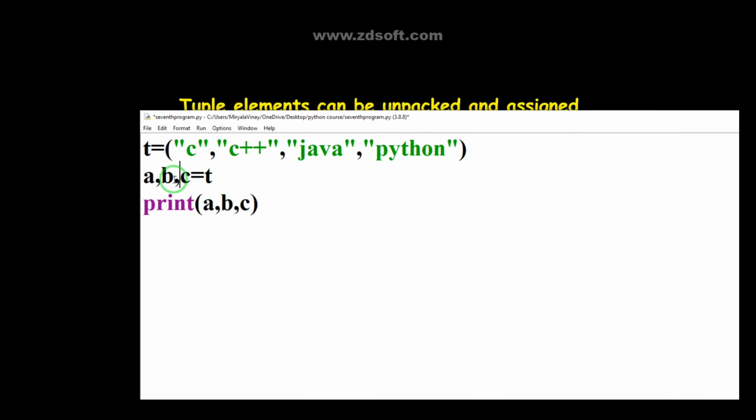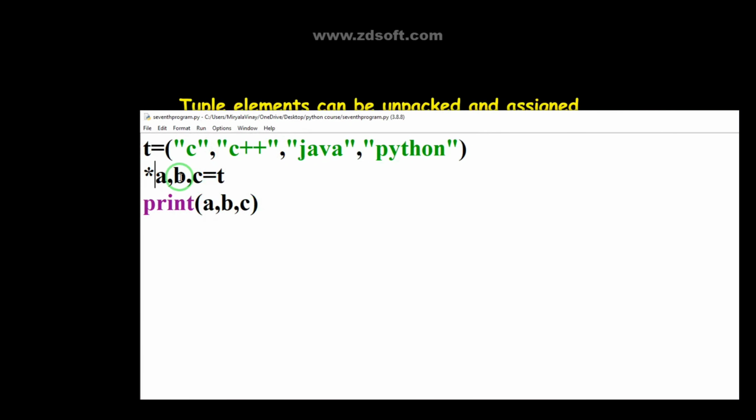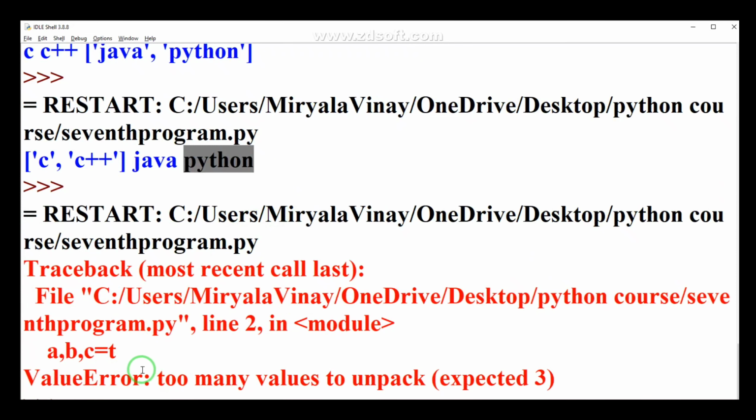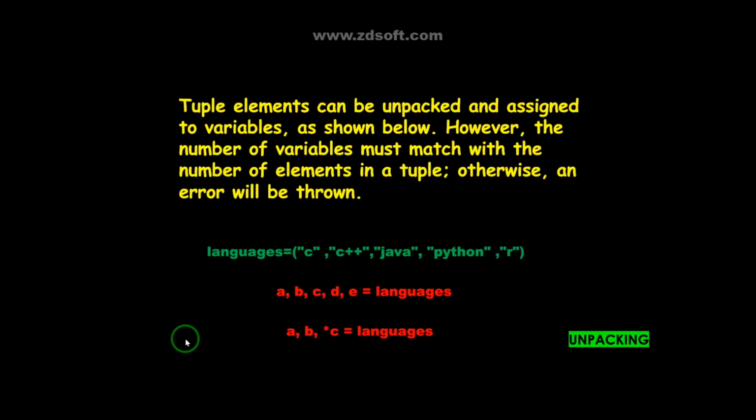So when I change this star c to star a also, you can see the output: C and C++ have been assigned to a value, and b consists of Java, and c consists of Python. I think you are getting it. Whenever you are confused about how many values are present in the tuple, you can simply put the star asterisk operator before the variable, so that it will consist of list elements. So when I run with the 3 variables and pass the tuple, it will definitely throw the error, that is too many values to unpack. This is called unpacking.